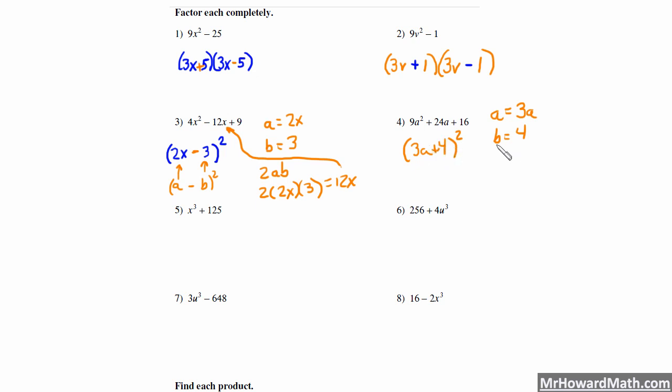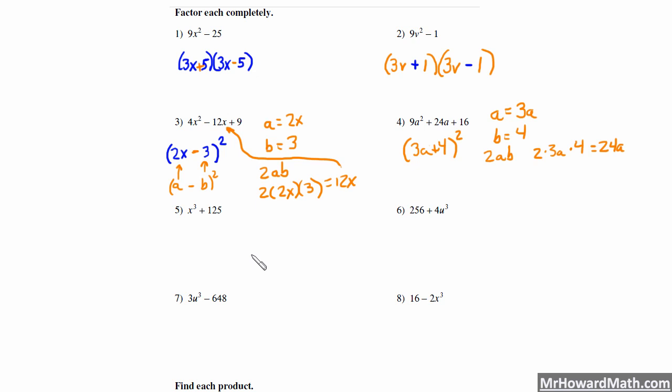Alright, and then the next thing that we just have to check is, remember, 2 times a times b. So that would be 2 times our a, which is 3a, times our b, which is 4. So that would be 2 times 3 is 6, times 4 is 24, and then we put the a on the end, so it's 24a, and that matches this right here. So we are good. 3a plus 4 quantity squared is the answer.